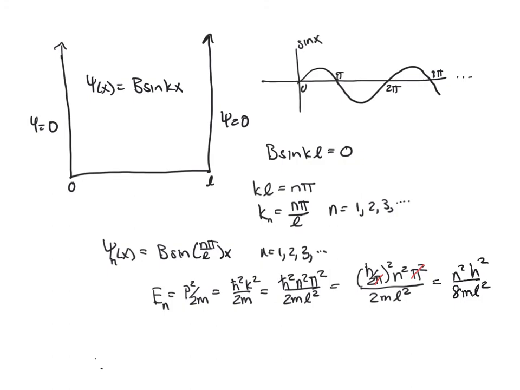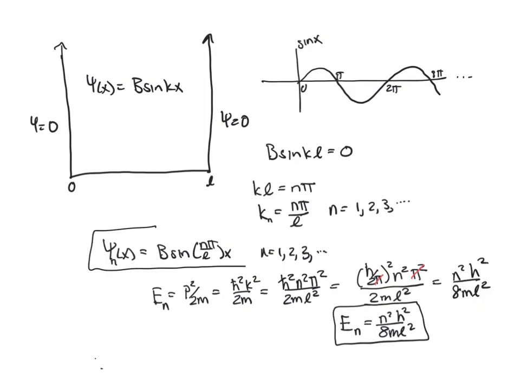So finally, my energies that are quantized according to the quantum number n are equal to n squared h squared over 8m L squared. So the wave function and the energies are quantized for this system where I have confined the particle to be in a region in space. And it's that confinement of the particle that leads to the quantization.